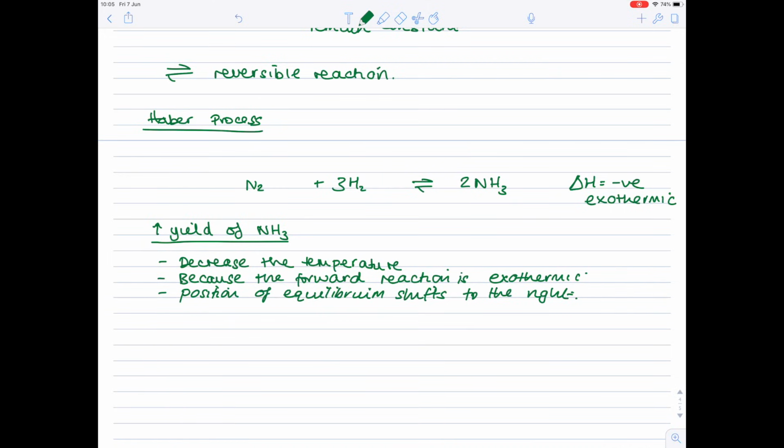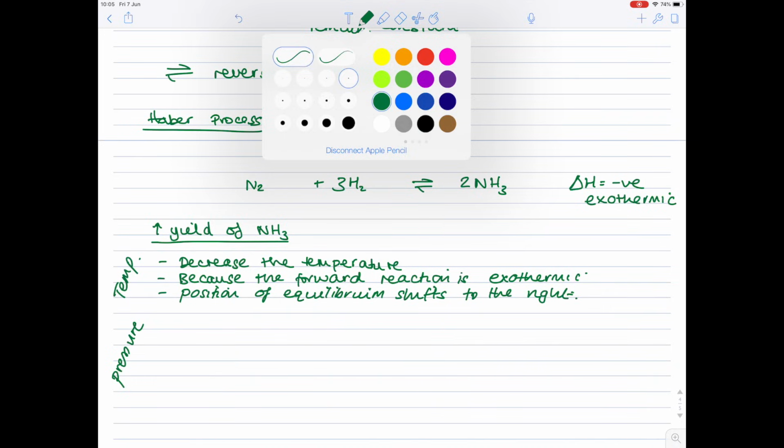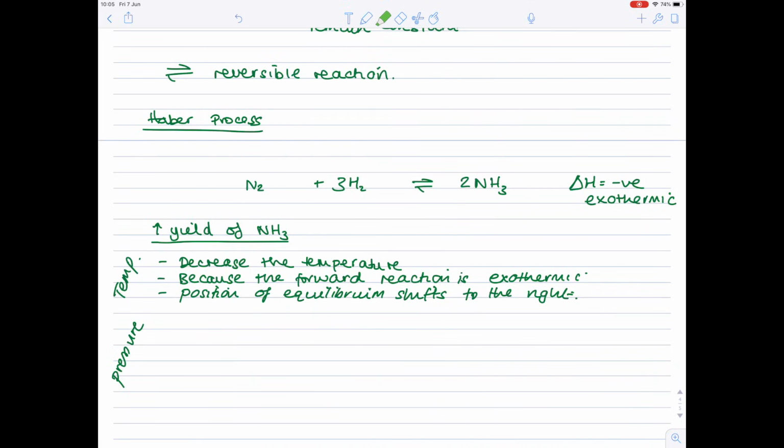Now we need to look at pressure. So we've considered temperature. Well, how about pressure? Now here you want to count the number of moles of gas each side of the equation. So that's 1, 2, 3, 4. So there's 4 moles on the left hand side and there's only 2 moles on the right hand side. So we can see that when the forward reaction occurs, we produce fewer moles of gas, which means that there is less pressure. So how can we encourage it? Well, we could encourage it by increasing the pressure.